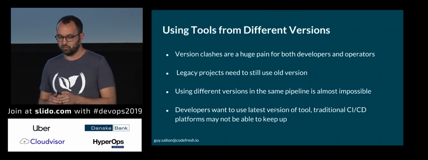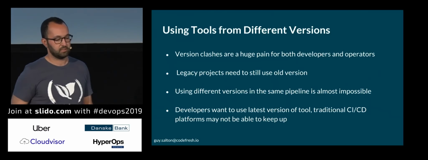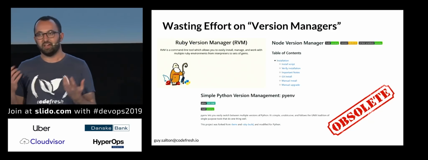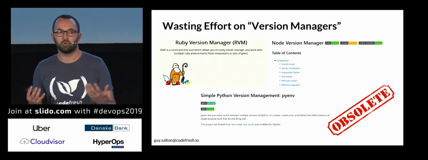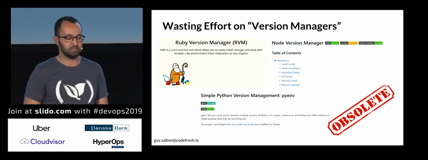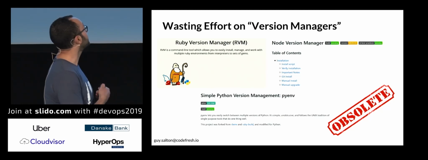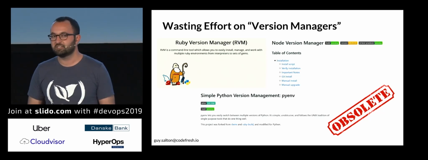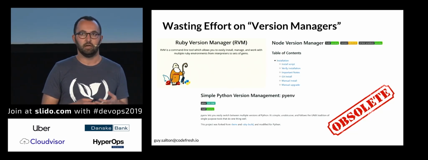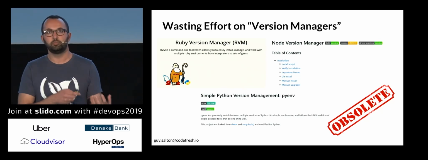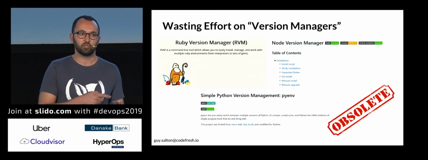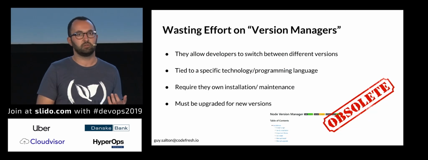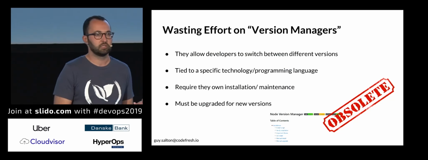Now we actually just discussed these things of using tools of different versions. And for that, a new family of software was actually created, which is version managers, as you know. So you see some examples here on the screen. For example, a version manager for Ruby, or for Node, or for Python. And this solution is kind of funny because you now have to maintain a new piece of software, right? The version manager, just to solve a problem that shouldn't exist in the first place. So this is just a waste of time for the operators and also for the developers.